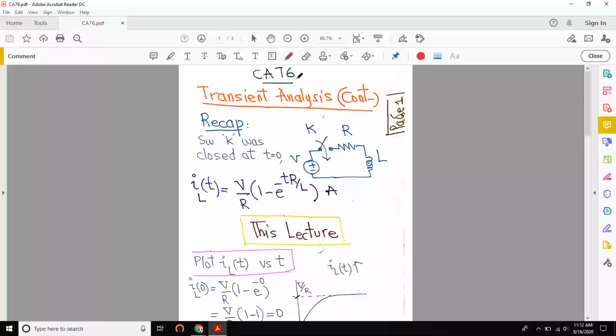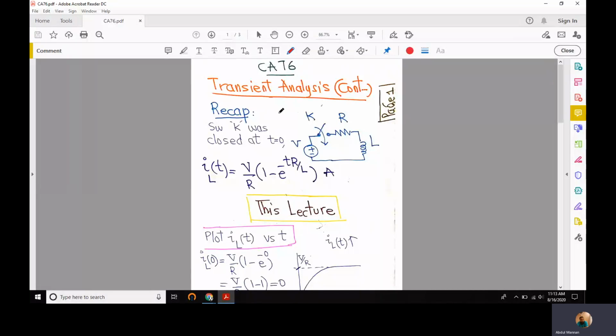Welcome to the 76th lecture. We are studying transient analysis of circuits, and in this lecture, we will continue the series RLC circuit for which we computed I sub L of t, the current flowing through this circuit after the switch was closed at time t is equal to 0. We computed its expression for all values of time t using the differential equation approach.